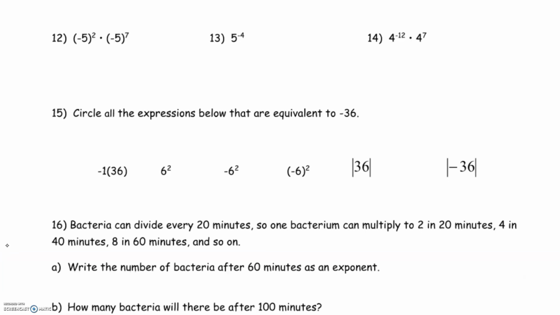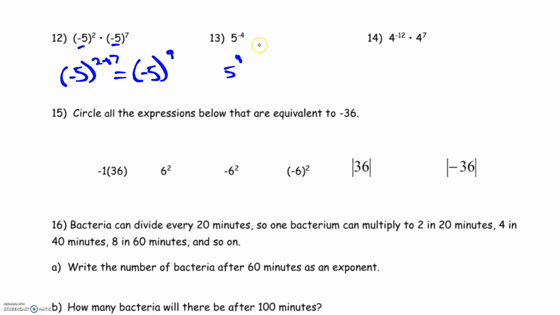12 through 14. Both of these are negative 5s. So we have the same base, and when we add their exponents, keep that negative 5 inside of parentheses. 2 plus 7 ends up giving me negative 5 raised to the 9th power. Okay, 5 to the 4th power looks like that.